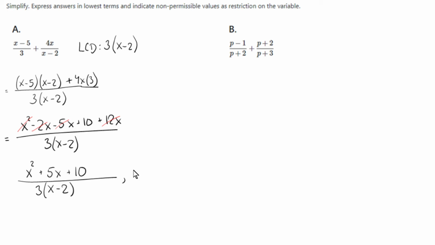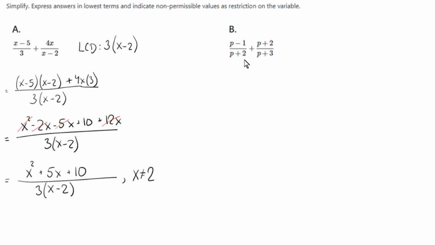So in this case, x cannot equal positive 2, because if it does, the denominator is going to become 0, which it cannot. And then we go back and check if there are any additional non-permissible values, and there are not in this case. So that's our final answer.